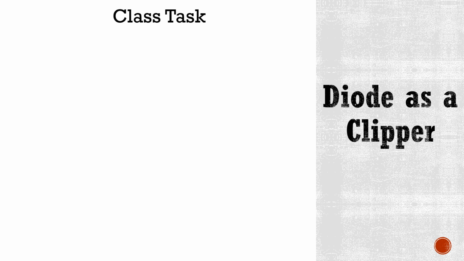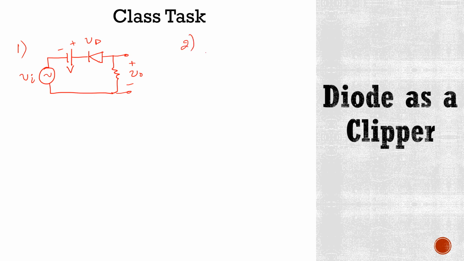Now here is your class task. If you have one circuit like this, where this is V naught plus minus, here we have Vd, this is minus plus V, and this is Vi. And then you have another circuit like this, where this is plus minus V naught, this is Vd, this is plus minus V, and this is Vi.